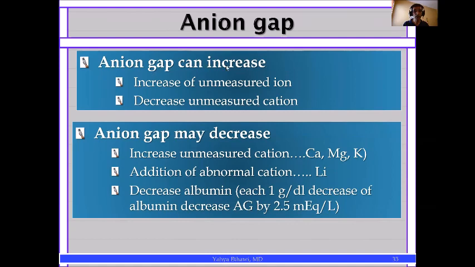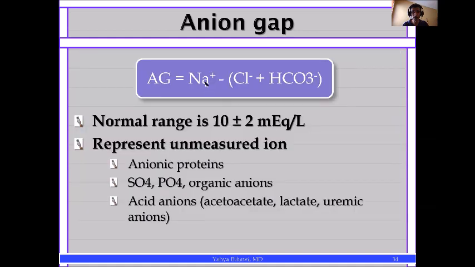So again, anion gap can increase by increase of unmeasured anion and by decrease of unmeasured cation. So if you have increased unmeasured anion or decrease of unmeasured cation, you get high anion gap. And anion gap may decrease if you start losing your electrolytes, or you start to add cation, because remember the calculation, you have cation minus anion. If this goes up minus this, you get high. If this goes down, you get low. If this goes high, you get low. If this goes low, it's just two sides of the equation.